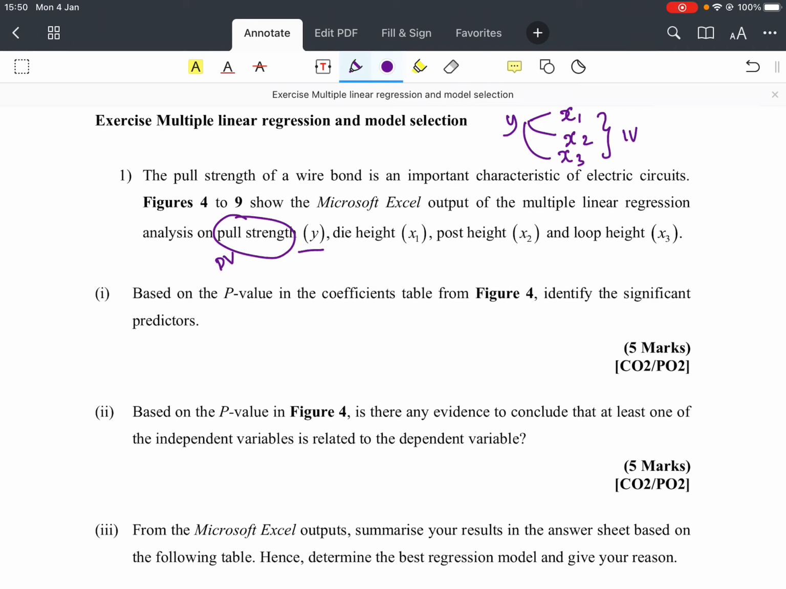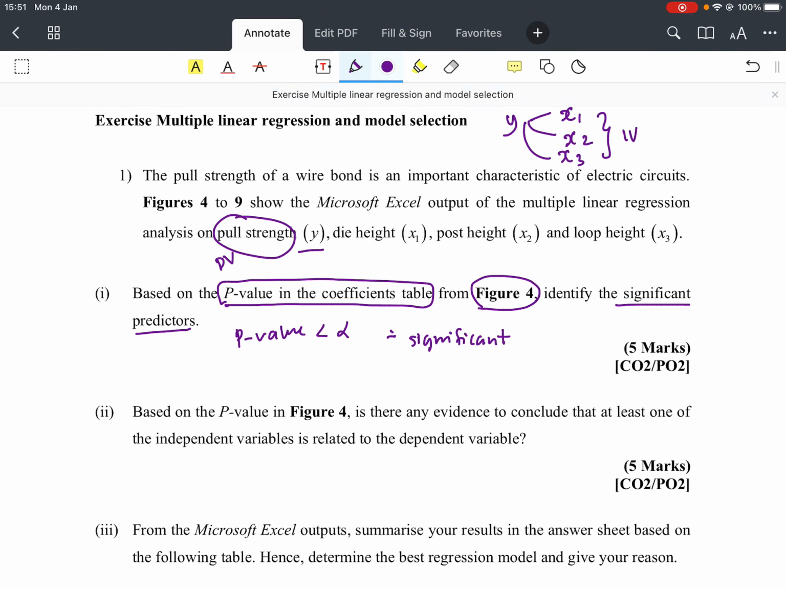Right, number 1. Based on the p-value in the coefficient table from figure 4, identify significant predictors. How do we identify significant predictors? The p-value must be less than alpha. Then your predictor is significant.